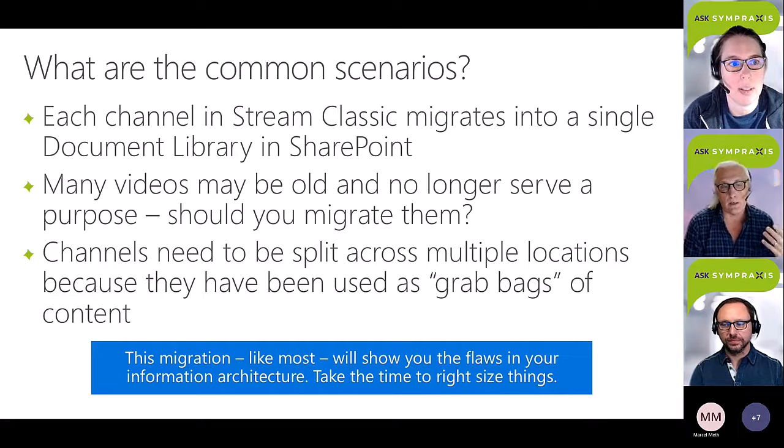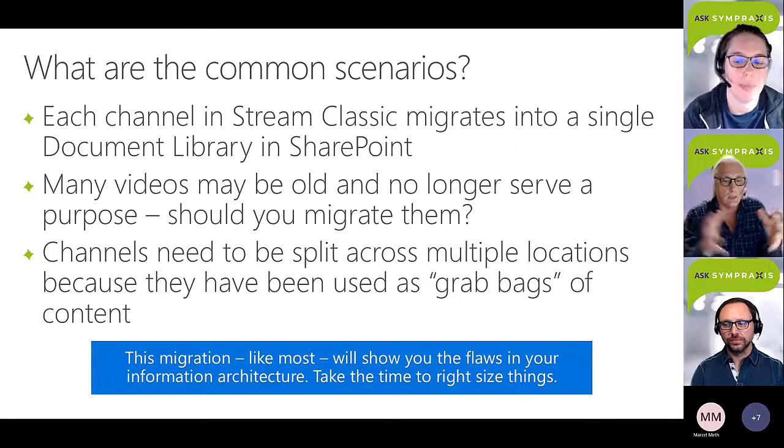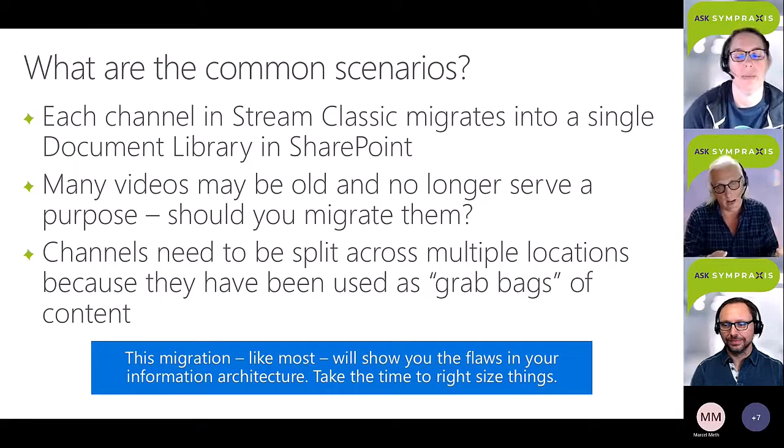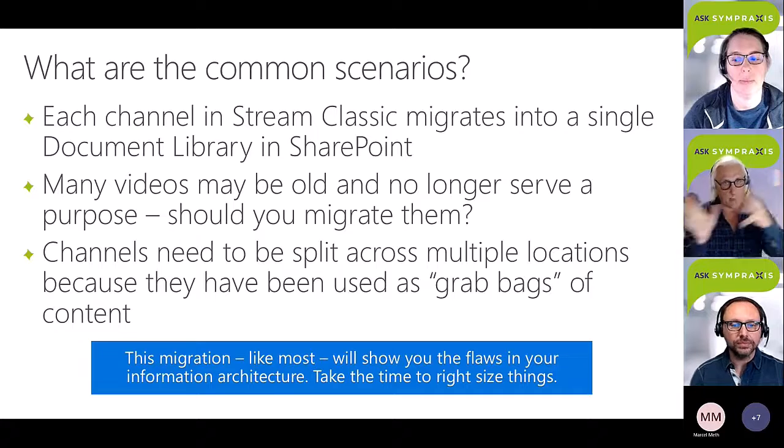So like any migration, it shows you some flaws in your information architecture. That's normal. But this is the time to right-size things. So if you've got a lot of stuff stored in a channel that really should be in 3 or 4 different places, do that now. Don't lift it up and move it into one place and then fix it later, because we never fix it later.